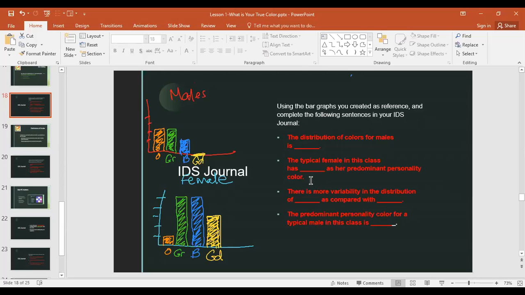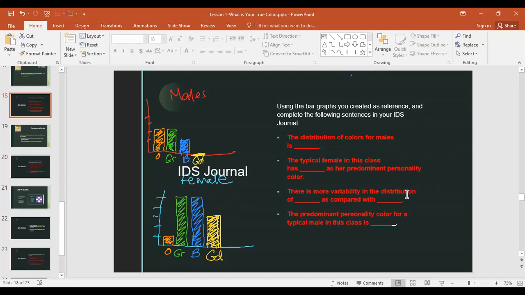For number 2, the typical female in this class has blank as her predominant personality color. For our class, we have green and blue with 5 each, so there is no one typical. We would say green or blue. The typical female in this class has green or blue as her predominant personality color because it was a tie.